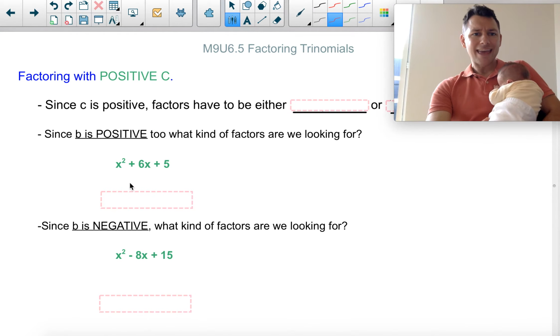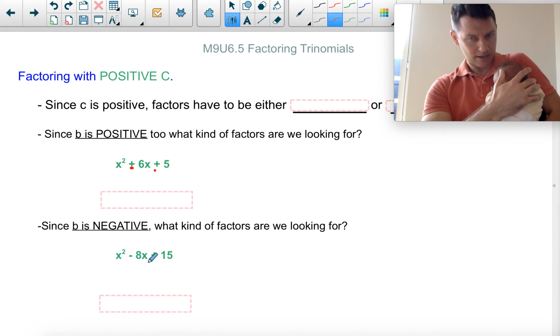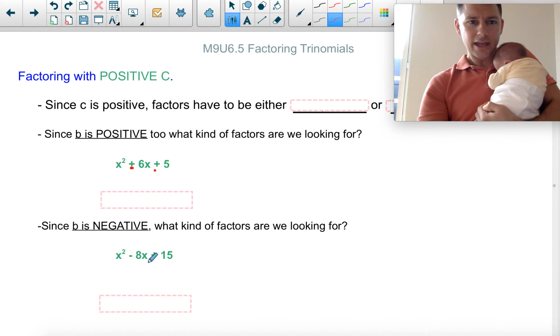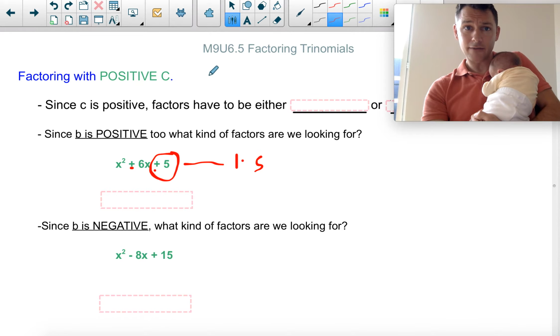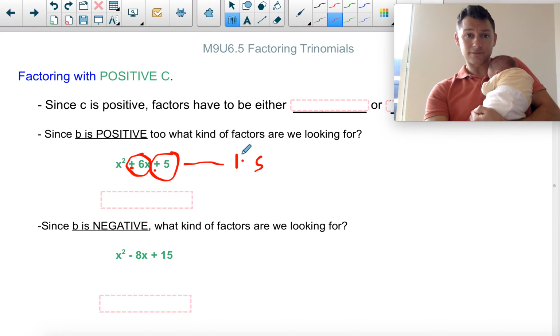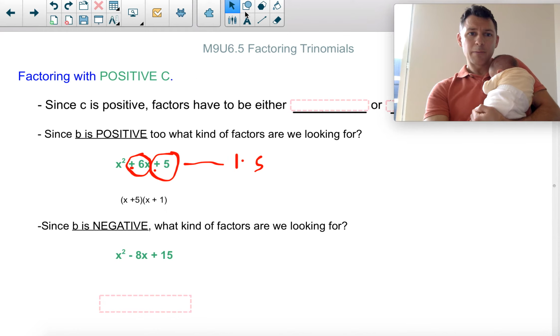This is all fun and games when it's plus and plus, right? But sometimes the signs switch, don't they? Yeah, they switch. And the thing is that this is positive 5. So the things that can multiply to get positive 5 are positive 1 and positive 5. Right? And we know that those work because they have to add to 6. So 1 plus 5 gives you 6. And so it's this.